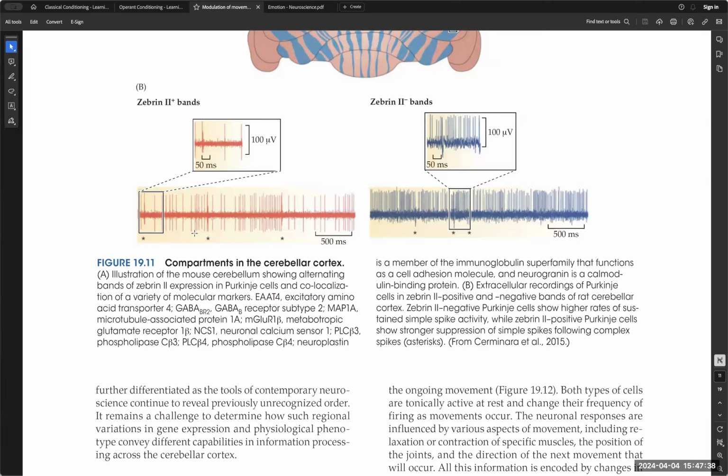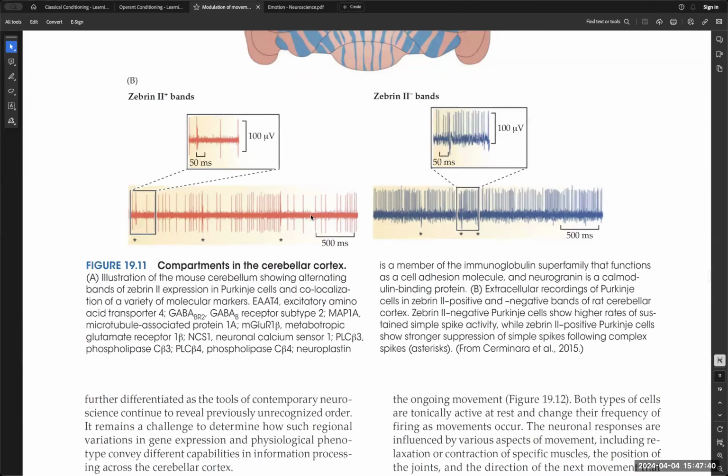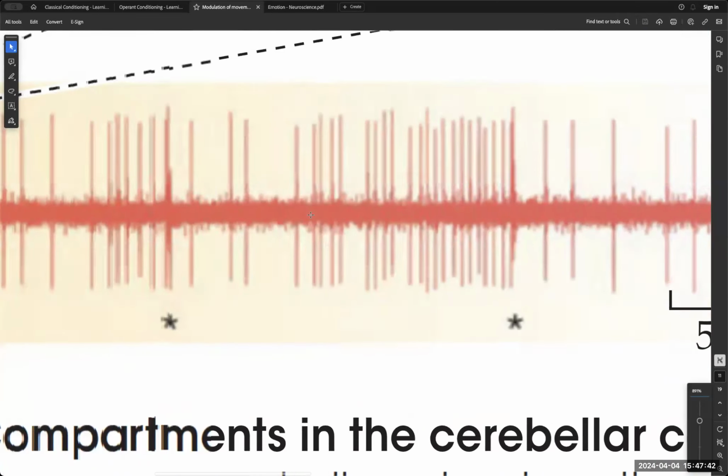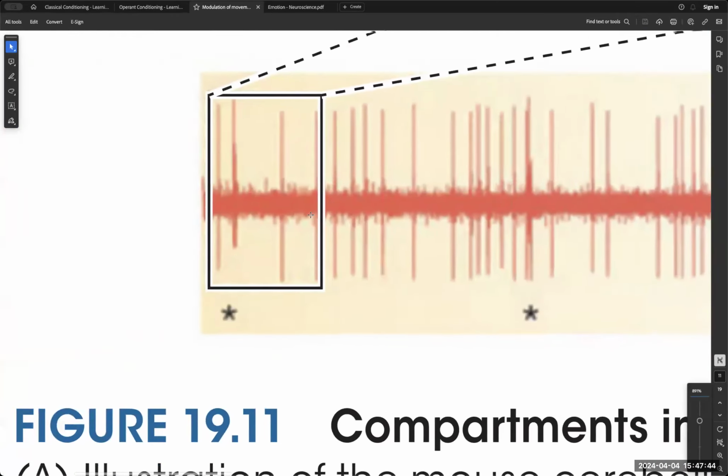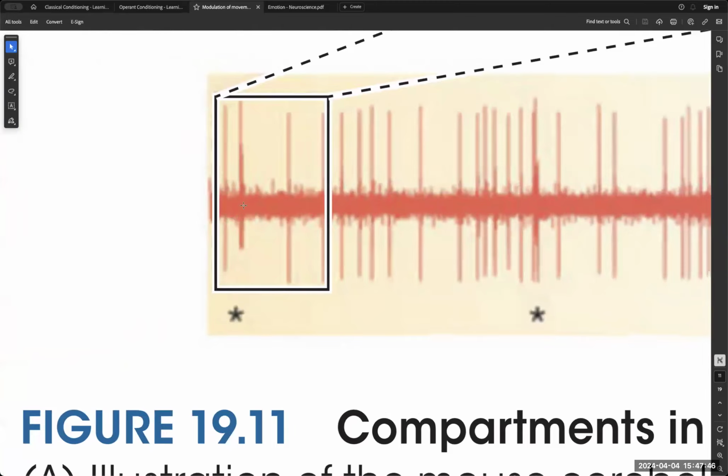Especially following a complex spike. Actually, this is probably a good way of showing this, the complex spike. Yeah, right here. Okay? So basically, when you get a complex spike in a Zebrin positive cell, as you can see, this is the spike, the first initial spike, and you can see the spikelets here. Okay? This is what we call a complex spike.